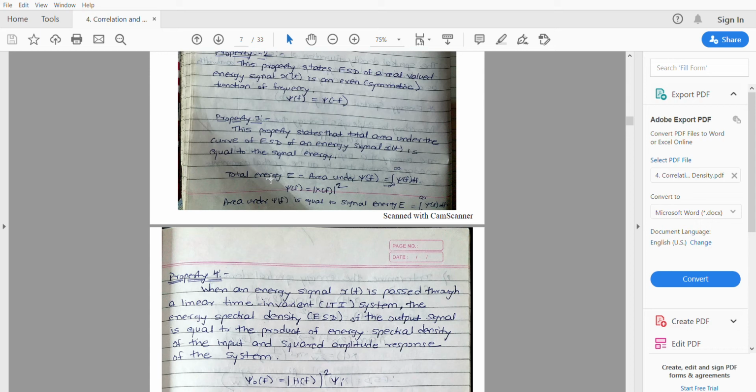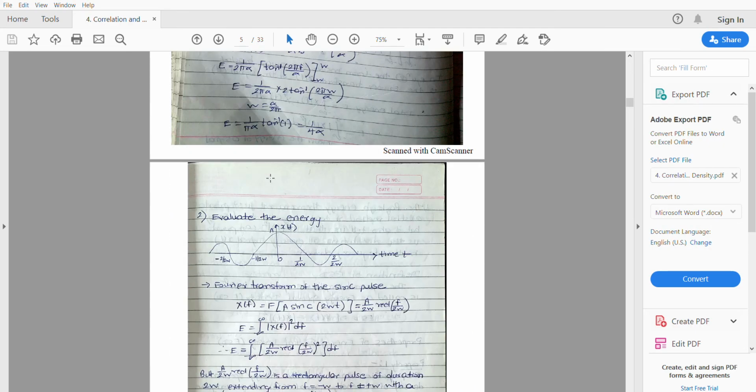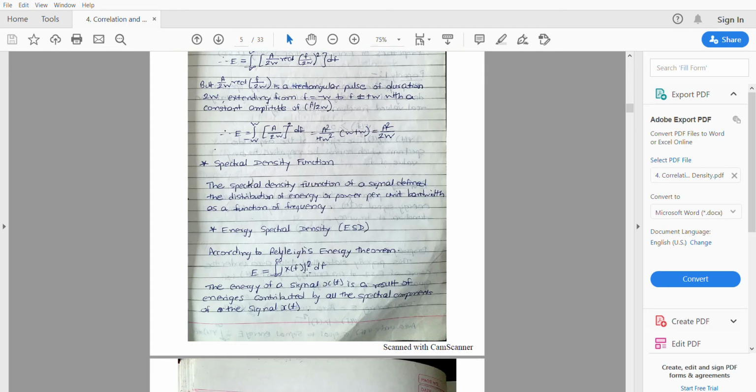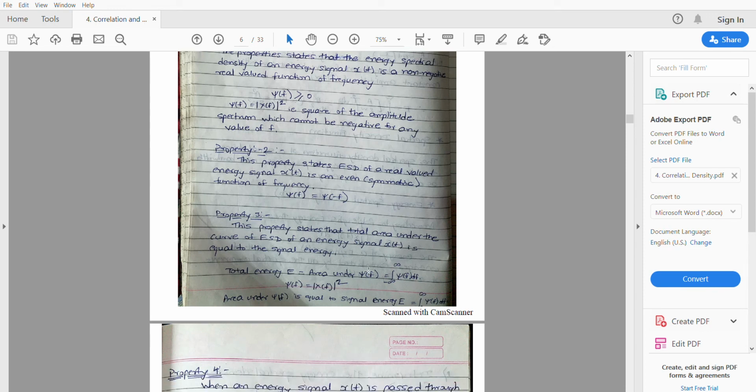Already we saw through the Rayleigh energy theorem that energy is equal to the integral from minus infinity to infinity of |X(f)|^2 df. And we already defined that |X(f)|^2 is nothing but the ESD, that is psi(f). So in property 3, what we are conveying is that total energy E is nothing but the area under psi(f), that is, the integration from minus infinity to infinity of psi(f) df. Psi(f) means |X(f)|^2.